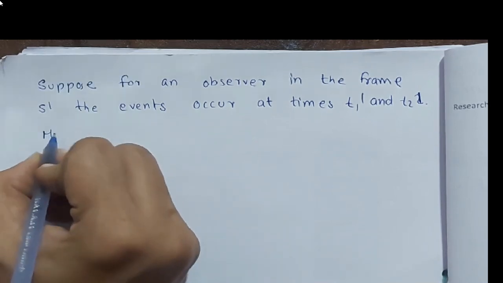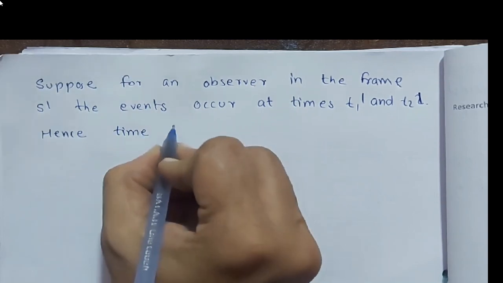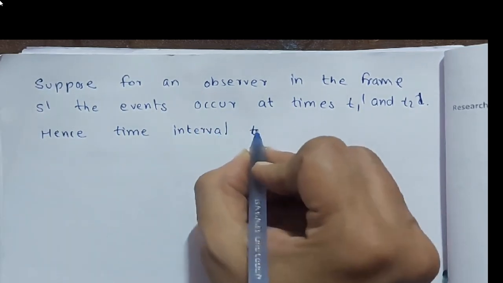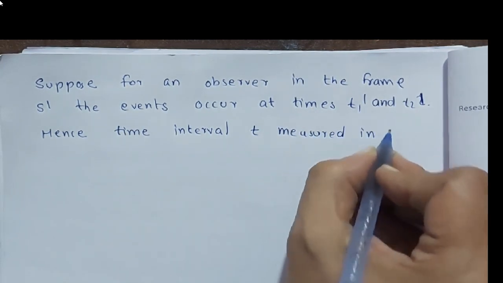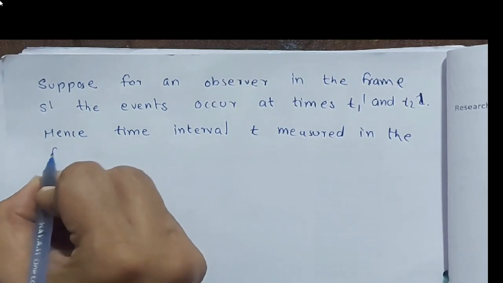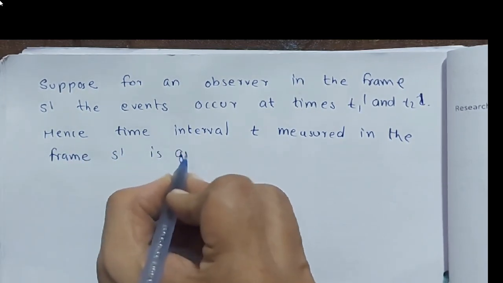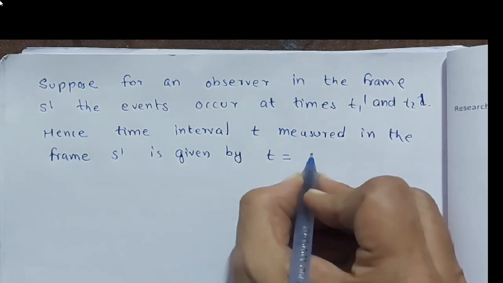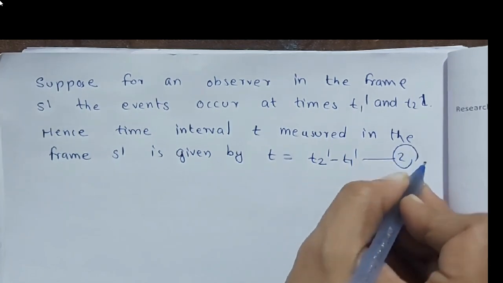Hence, time interval t measured in the frame S dash is given by t is equal to t2 dash minus t1 dash. This is equation number 2.